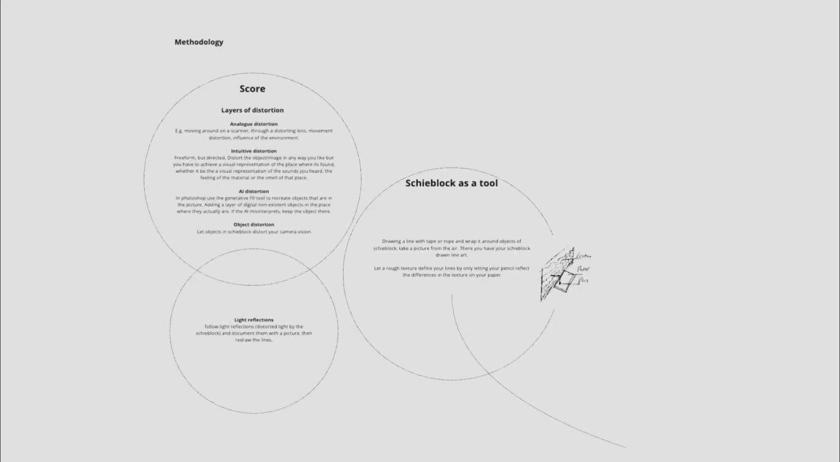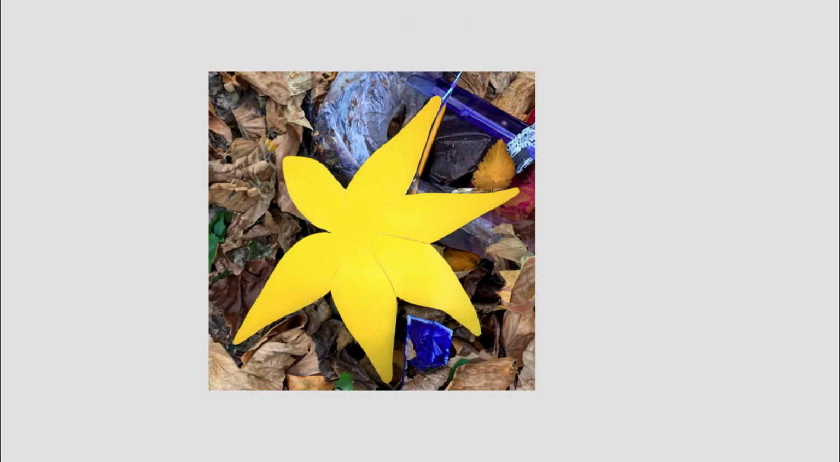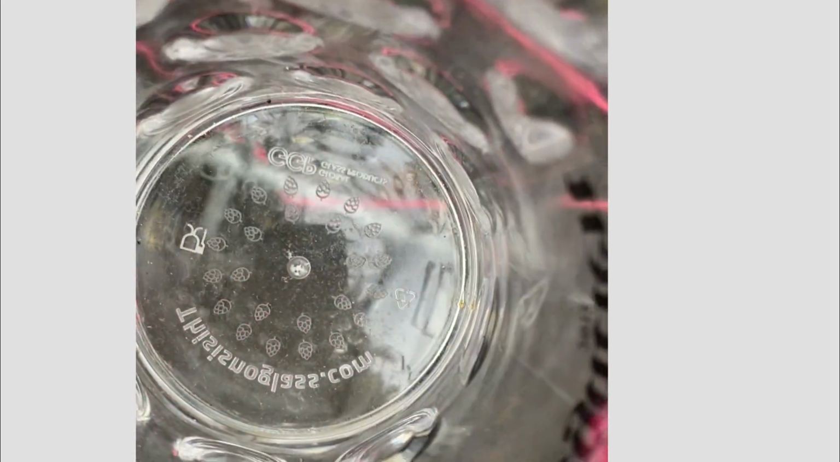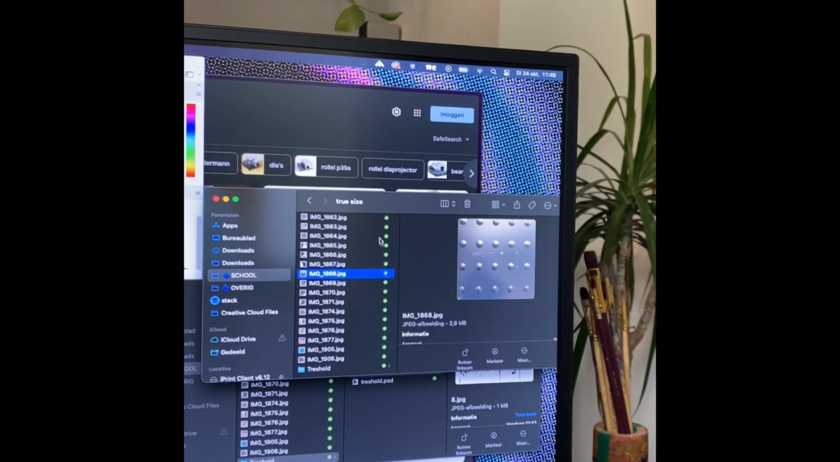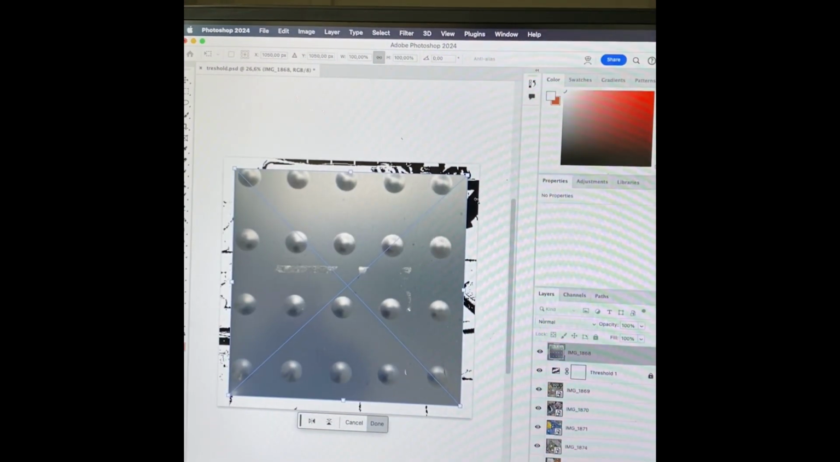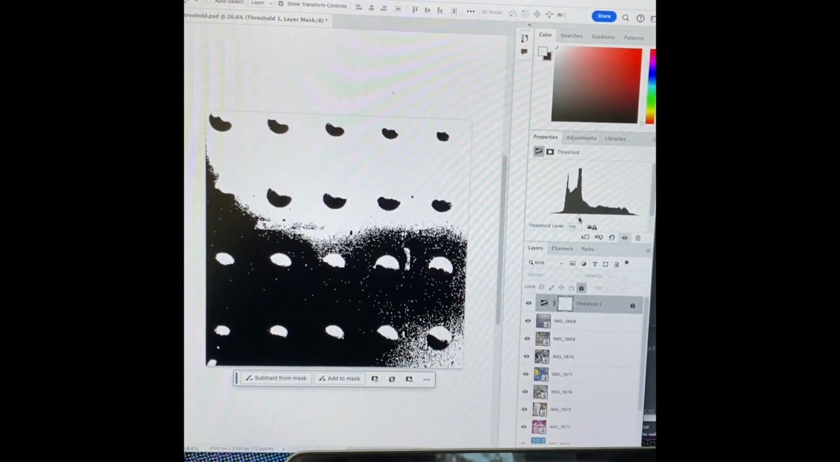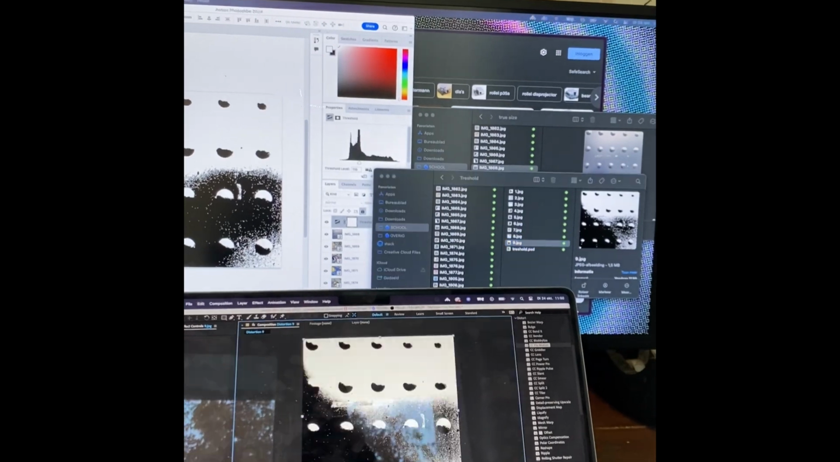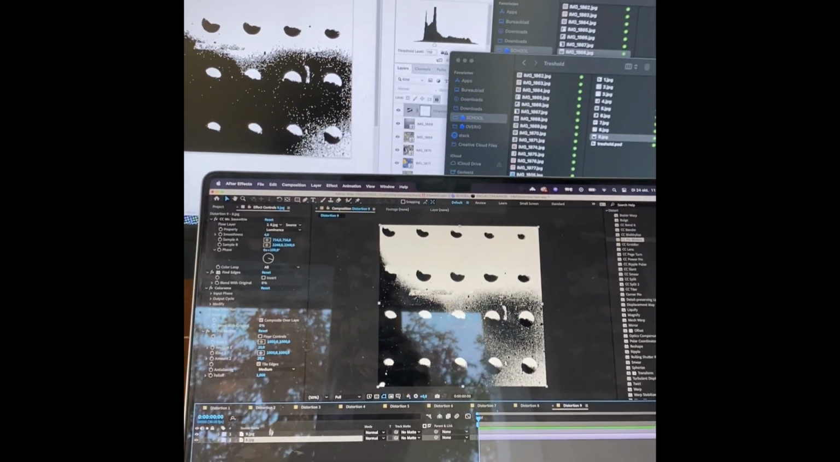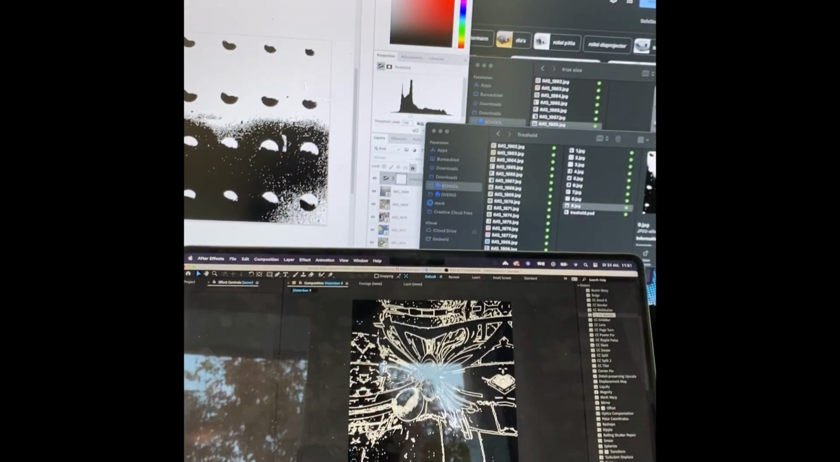I have experimented with different layers of distortion by writing scores for myself in 4 categories: analog, intuitive, by AI, and object distortion, so by letting objects from Schieblock in front of the lens distort the image. My conclusion at this point is to continue with a combination of them, but by making a generative distortion device in After Effects that distorts the images in the same way to a coherent whole, a series of lines, patterns and shapes found in and through the Schieblock.